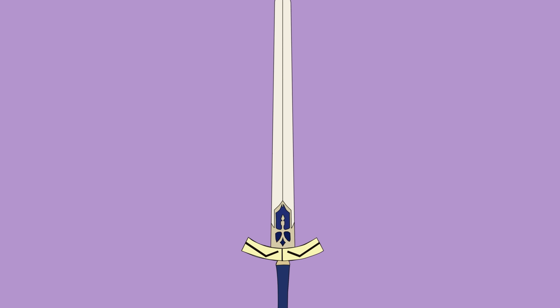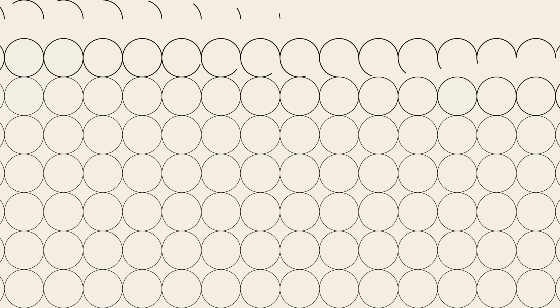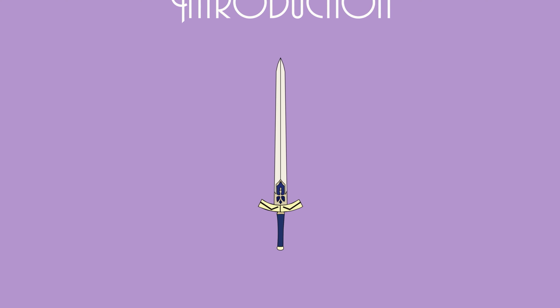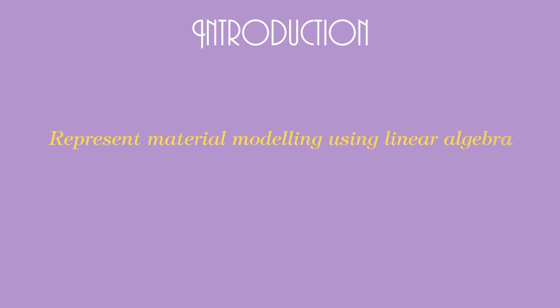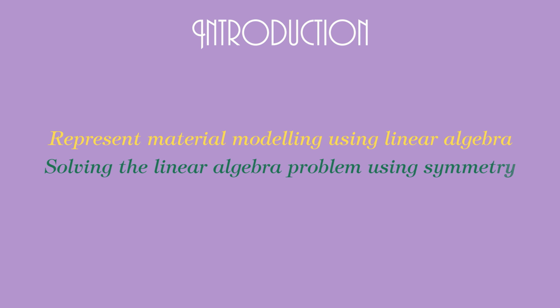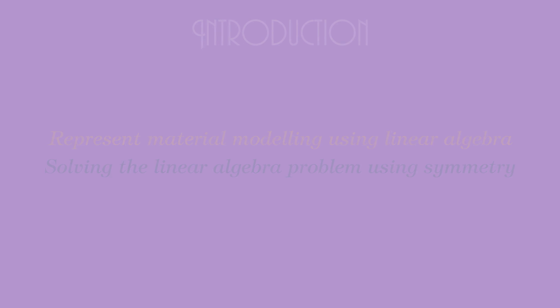If we zoom into the bulk material, we can see that atoms are arranged in a translational invariant manner. This symmetry could help us to reduce the simulation window significantly. In this video, we will look at how to represent material modeling problems using linear algebra, and we will demonstrate the trick of solving the problem from a purely linear algebra perspective.